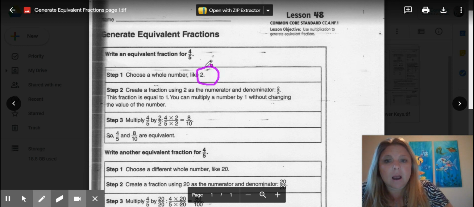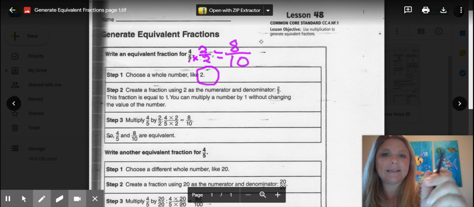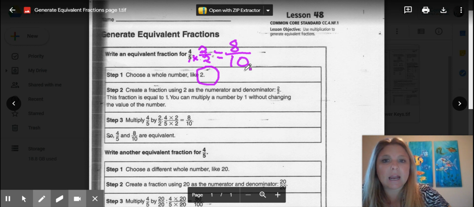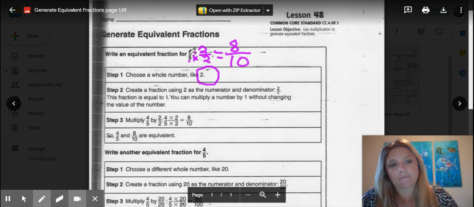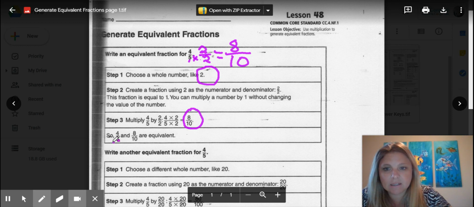And remember what I was talking about, whatever you do on the bottom, you do on the top. That's exactly what they did here. They took the 2 and they are going to multiply the 2 on the bottom and the 2 on the top. 5 times 2 is 10. 4 times 2 is 8. So 8/10 is the same as 4/5. It's just a different way to write it. And that's what they came up with down here. And then they're telling you right here that 4/5 is the same as 8/10.